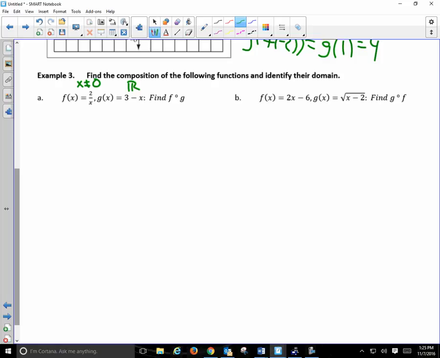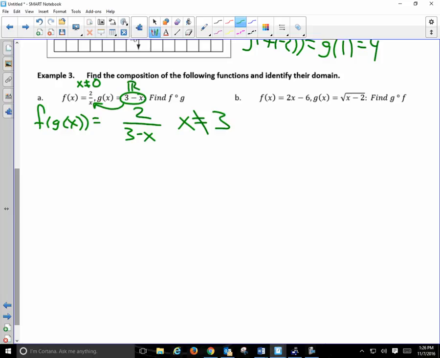Here it says f of g. So f of g of x is equal to, I take what g of x is, and I plug it in over here. I get 2 over 3 minus x. Is there any simplifying? No, there isn't. So I will identify the domain. X can't be what number? 3. Now, if you notice, that doesn't come up in any of the original domains, does it?